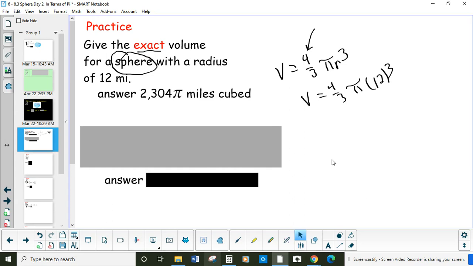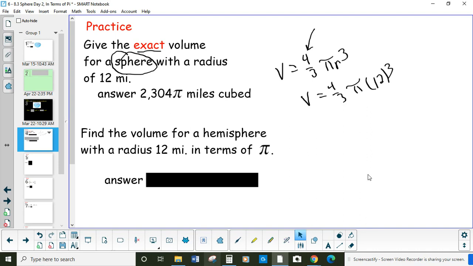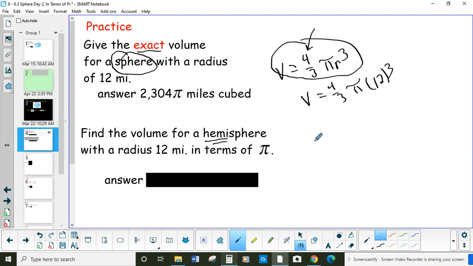If you guys got that right, go ahead and take a look at this next problem. Pause the video now and try it. So let's see, how do we do this one? Look, they put the word hemisphere back in there, right? So now I'm kind of using this, but I'm using half of this, so I just do 2/3 pi r cubed. That's a hemisphere. So the radius is 12.